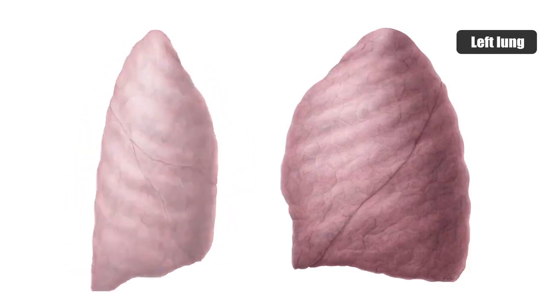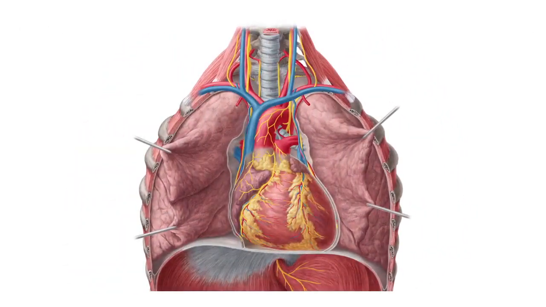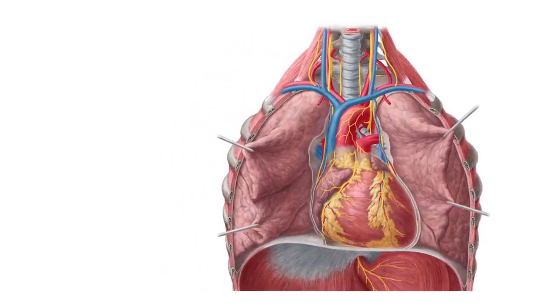Now let's move on and talk about the lungs. The lungs are paired organs that are found in the lower respiratory tract. They are covered by visceral pleura, a part of the pleura, which is a serous membrane that covers the surface of the lung and dips into the fissures between its lobes.